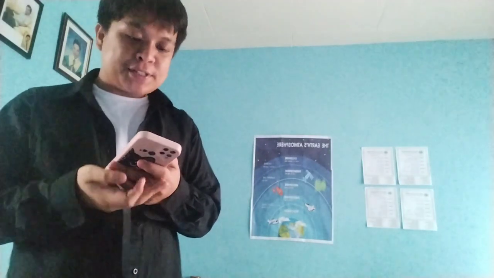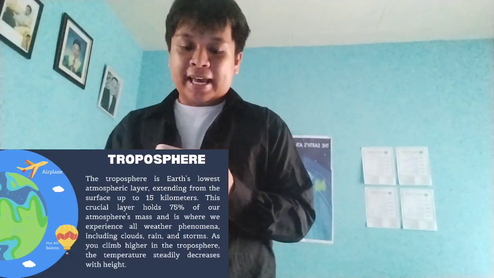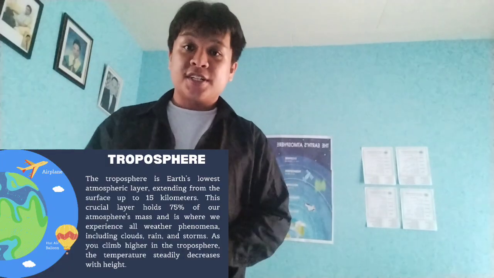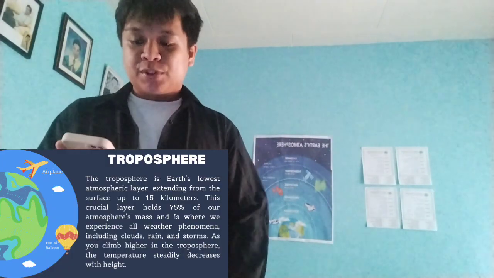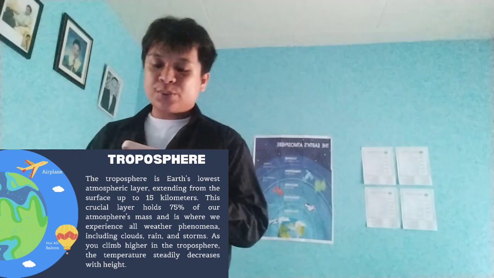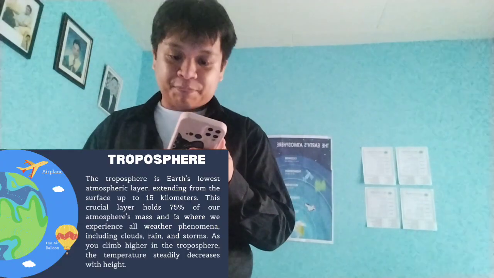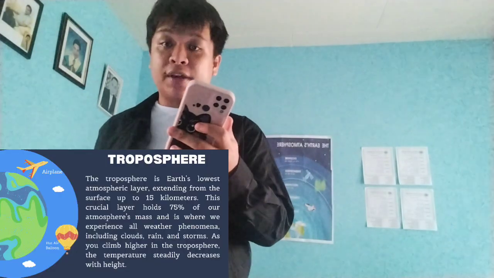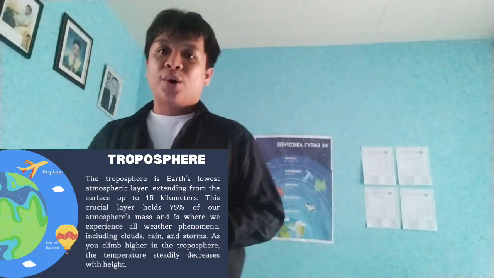And the first layer is what we call the troposphere. The troposphere is the most bottom part of the atmosphere. It is the Earth's lowest atmospheric layer, extending from the surface up to 15 kilometers. So 0 to 15 kilometers is what we consider troposphere. This crucial layer holds 75% of our atmospheric mass and is where we experience all weather phenomena, including clouds, rain, and storms. As you climb higher into the troposphere, the temperature steadily decreases with height.